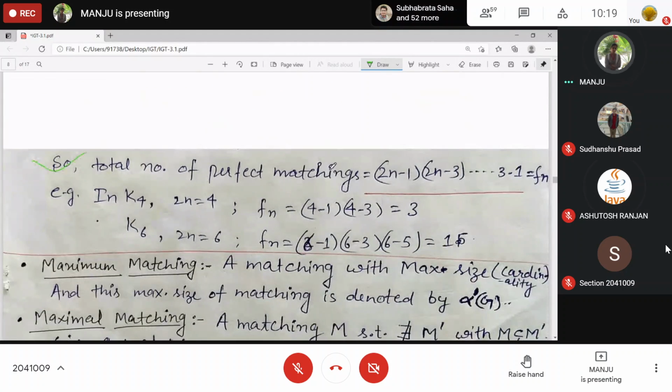Yes. In general, the total number of perfect matchings for K2n is given by this formula, which I already told you. For K4, it is 3. For K6, it is 15. For K8, it will be 7, that is 8 minus 1, into 8 minus 3, into 8 minus 5, into 8 minus 7, which is 105, I think. Any doubt on perfect matching for K2n?